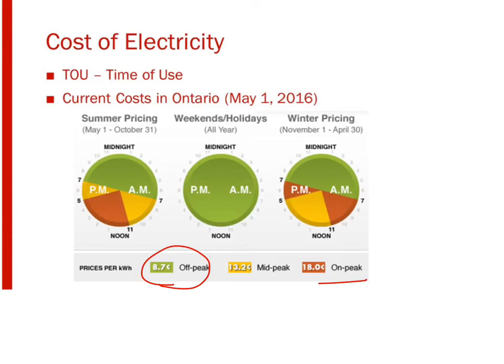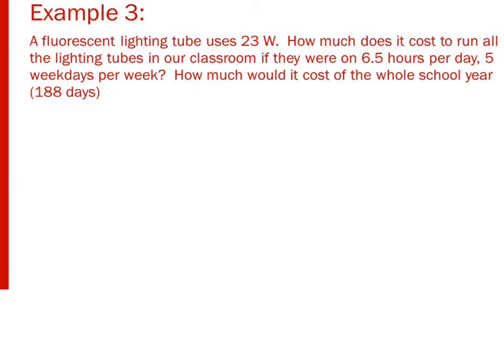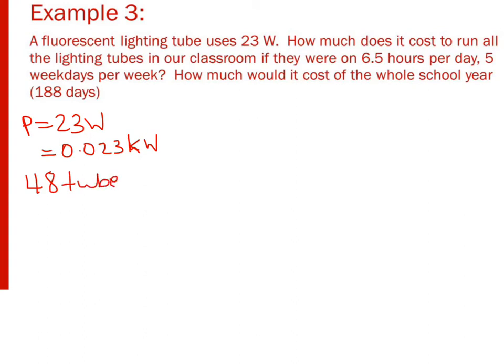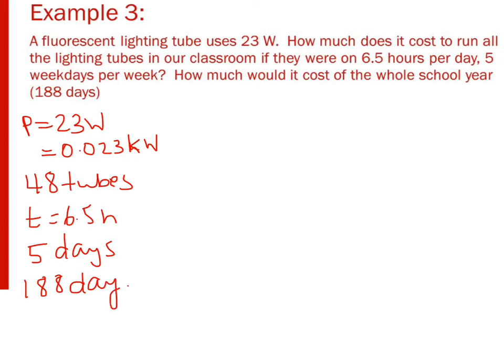So what we're going to do is look at an example where we're going to count how much it costs to run some lighting in our classroom. So let's write down what we can see. We have a fluorescent lighting tube that uses 23 watts. When we're doing these cost calculations, we need it to be in kilowatts, so we're going to divide that by 1,000 to get kilowatts. And all the tubes, just so you know, we have 48 tubes. We counted them today in class. So we have our time, 6.5 hours, and we're going to run them for 5 days a week. And then we want to also calculate how much it would cost for 188 days.